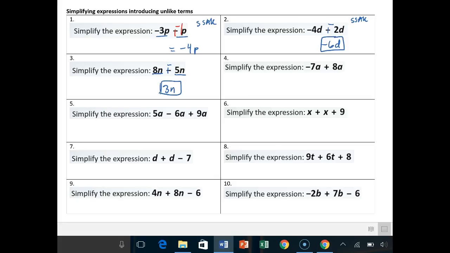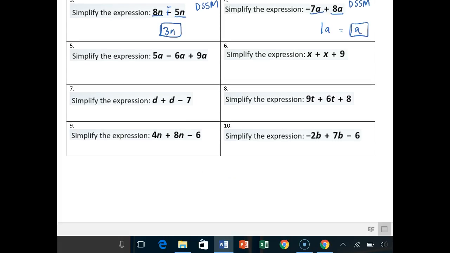It should be a very quick level for you guys. So this was DSSM, different signs, subtract, keep the sign that we have more of, positives. Negative 7 plus 8, they're both like terms, so we're good to go. It's a DSSM, different signs, subtract, keep the one that has more. We have more positives, so it's 1a. 8 minus 7 is 1. Now BuzzMath will tell you you cannot put 1a, so what do you do? You just put a. So that's your answer.